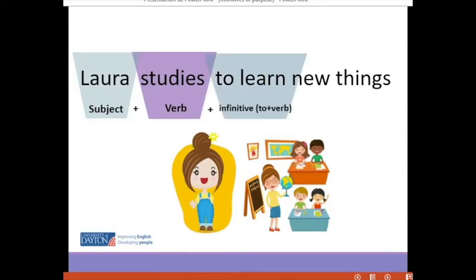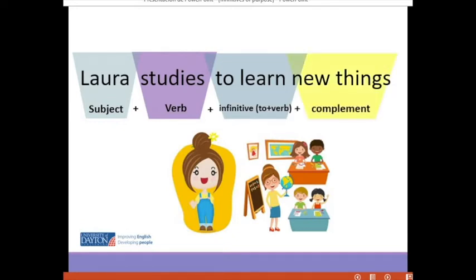Then we have to learn. This is the infinitive. The infinitive is formed with to and a verb. So we need this combination, a verb with to.